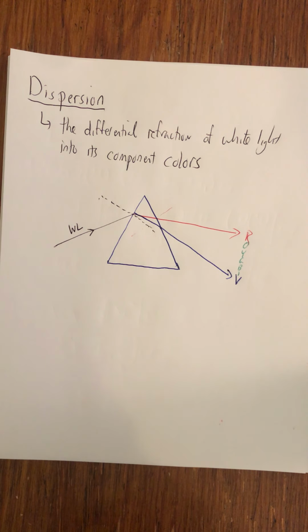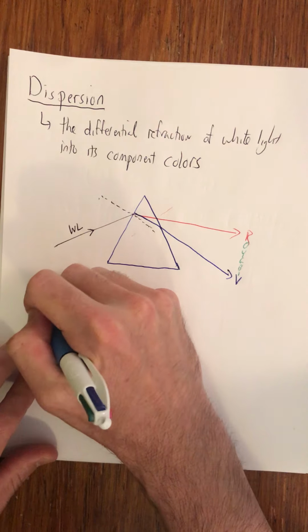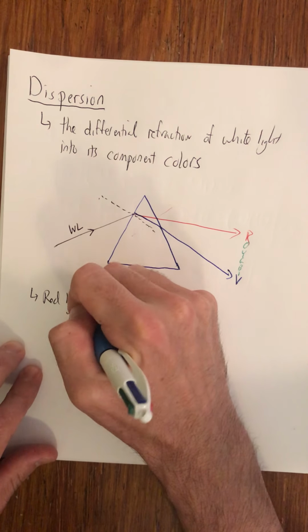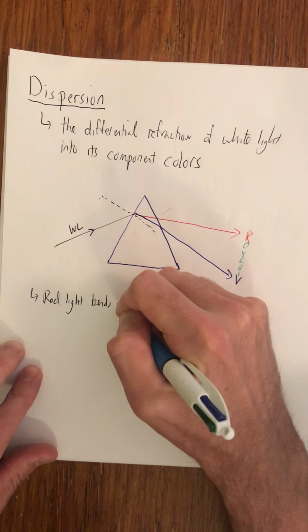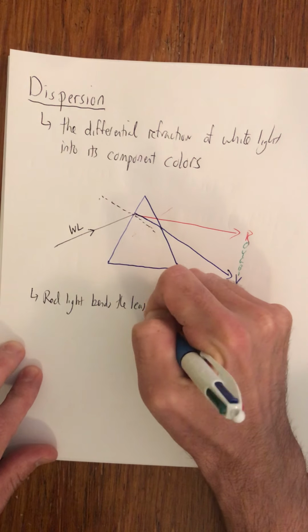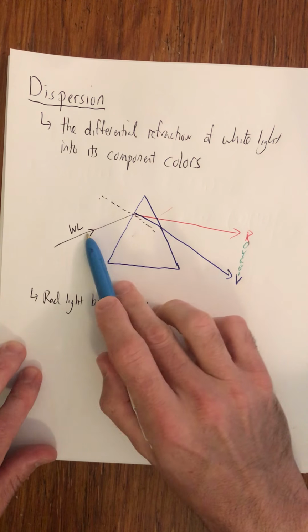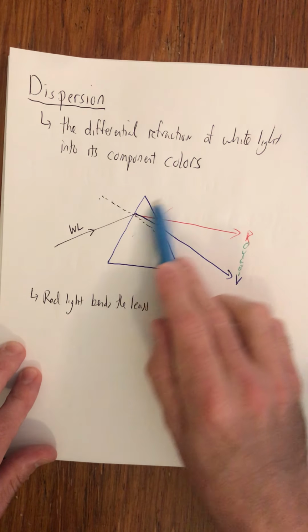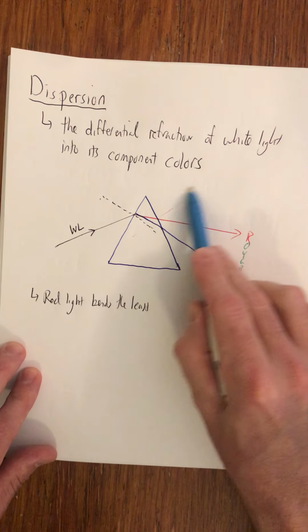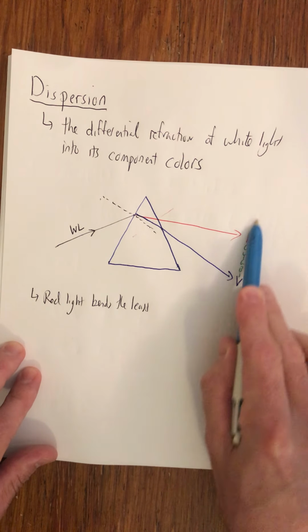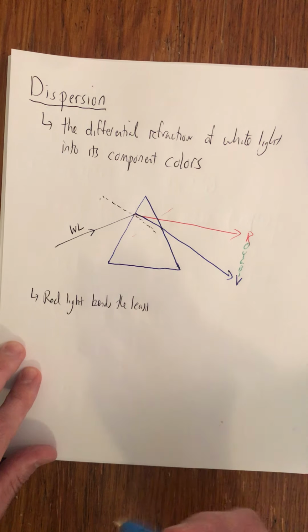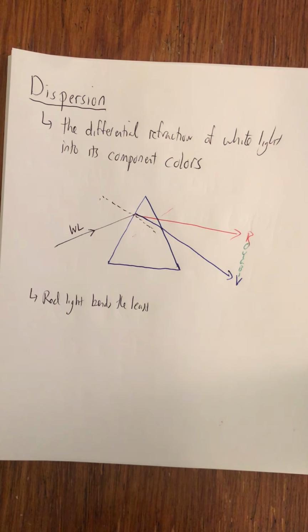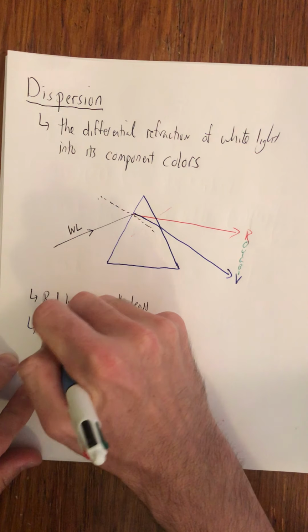So what must be happening there? Well, if red light bends the least, right? What do I mean by the least, by the way? Imagine the white light were to continue in its straight line path without having interacted with the prism. The red is the closest to that. That's what I mean by bends the least, right? And violet light bends the most.